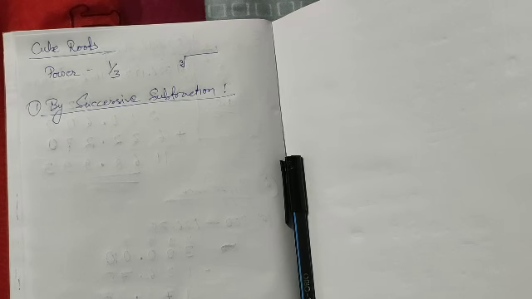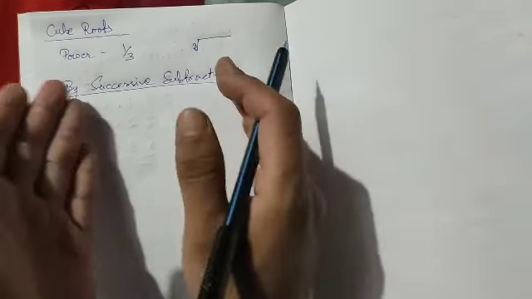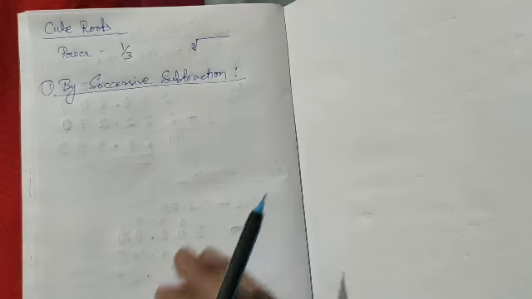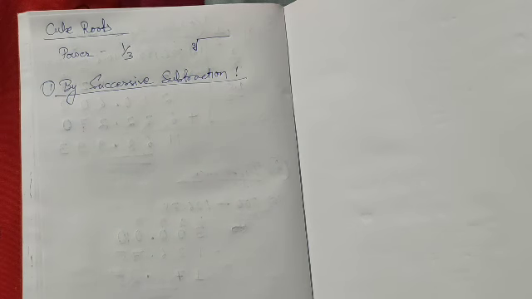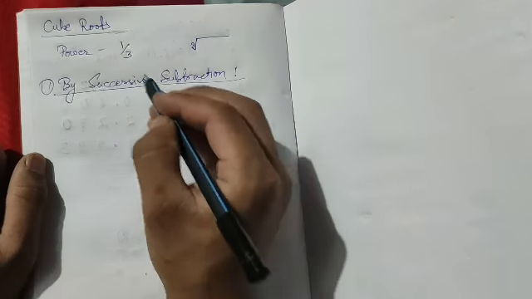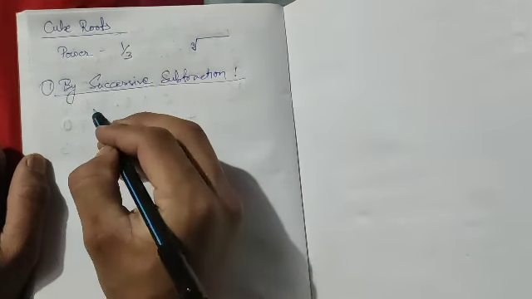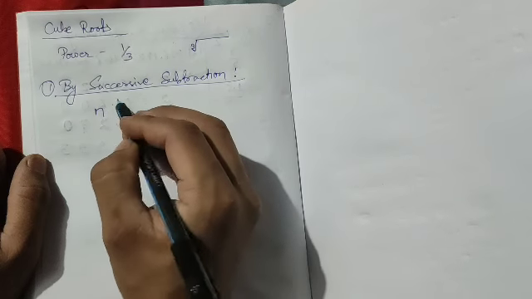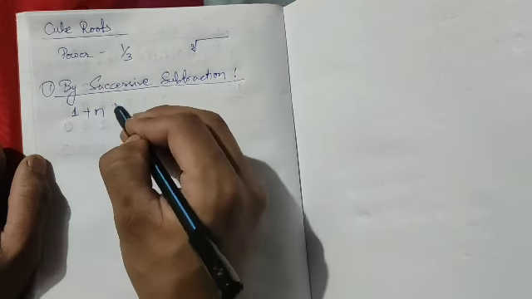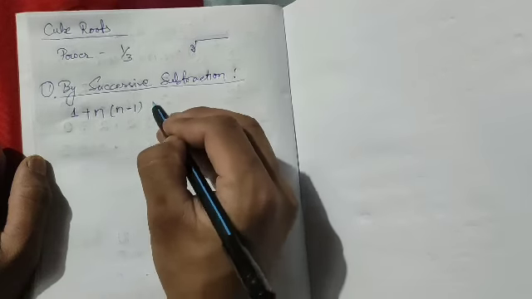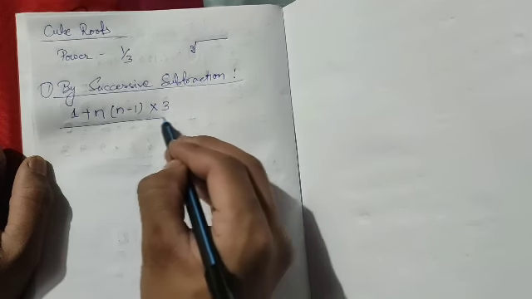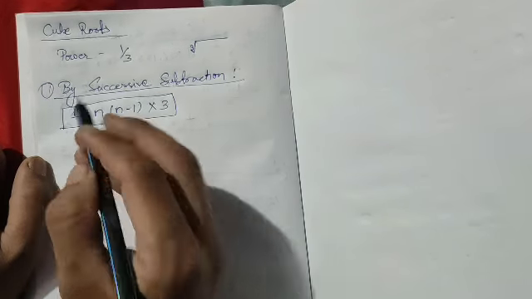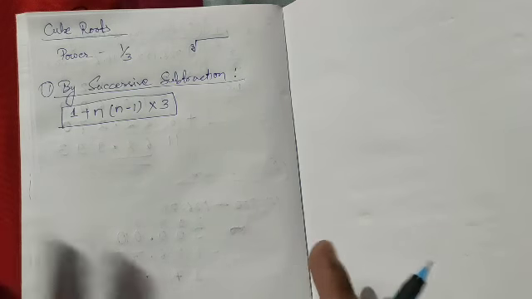But here we have a different process. Though the name is the same, successive subtraction, what are we going to subtract successively? That is the point. For that the answer is 1 plus n into n minus 1 into 3. So this is the formula by which you will get those numbers which you have to subtract successively.